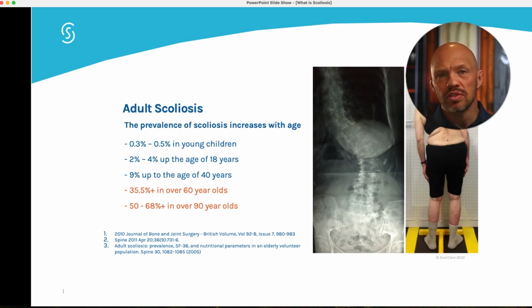But we see a huge increase in older adults, especially in women after menopause. That's when we see an increase. It's also where we see curves progress more in adulthood and where some scoliosis starts, which I'll cover a little bit later.